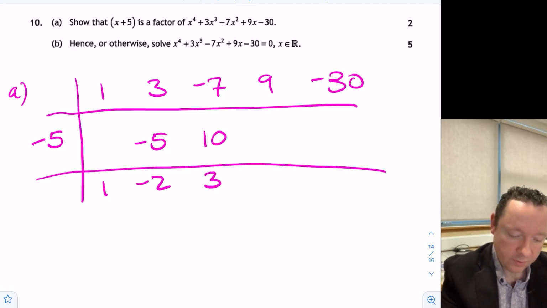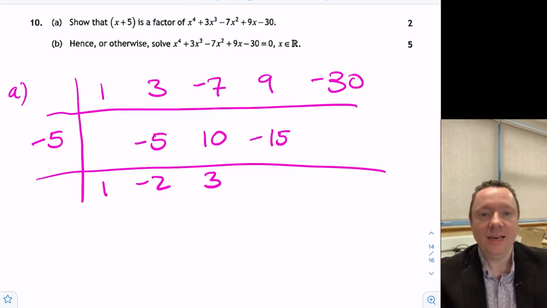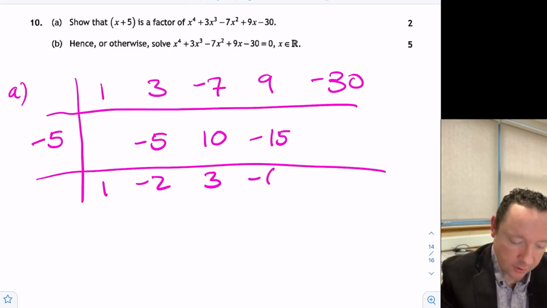Times by minus 5 again to get minus 15. Minus 15 plus 9 is minus 6. Times it by minus 5 again to get 30. 30 minus 30 is 0.